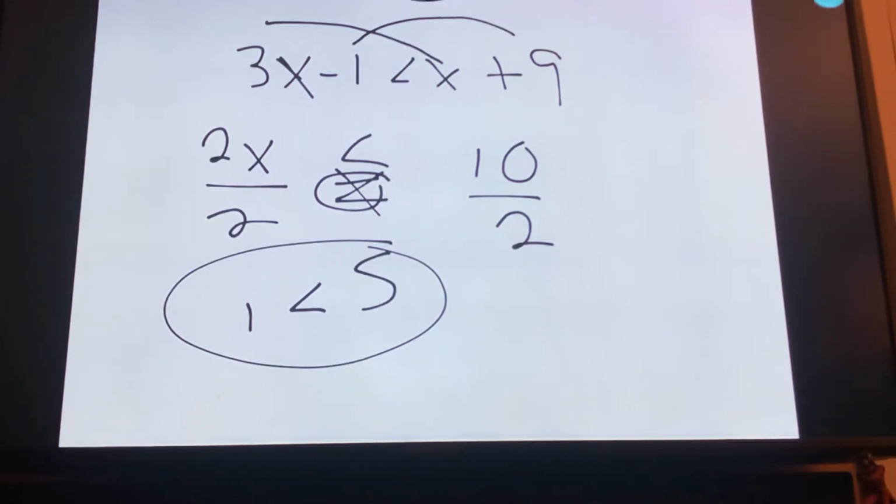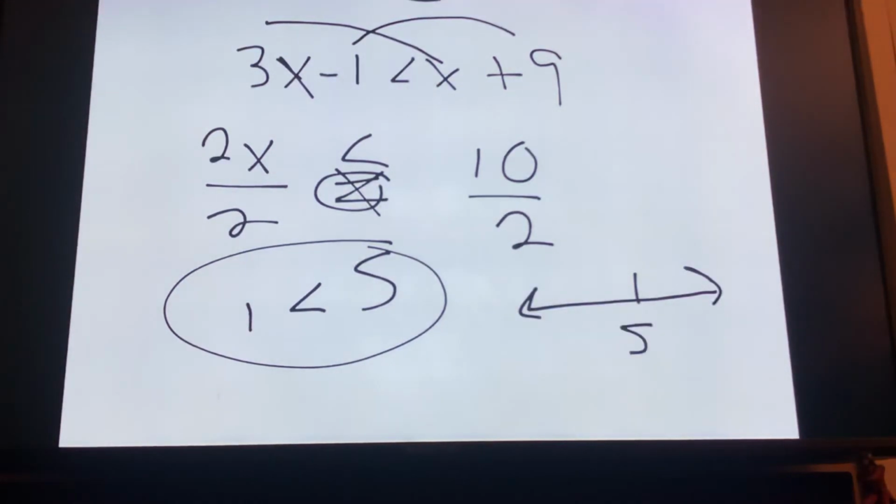And if you were to put that on your number line, you go to 5, open circle.